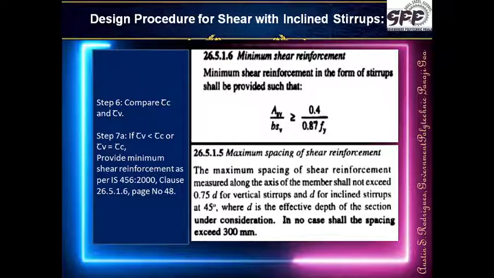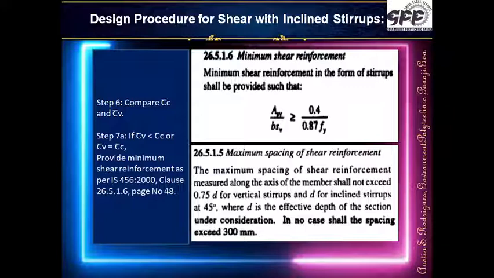Compare its own capability of resisting shear, that is the capability of the beam to resist shear, and how much tau v, or nominal shear, is coming on the beam. Now if tau v, the nominal shear stress, is less than tau c, its own capability of resisting shear, provide minimum reinforcement as per the IS code given in clause 26.5.1.6 on page number 48, that is ASV upon B into SV is greater than or equal to 0.4 upon 0.87 Fy. So based on this we will be getting the minimum shear reinforcement.